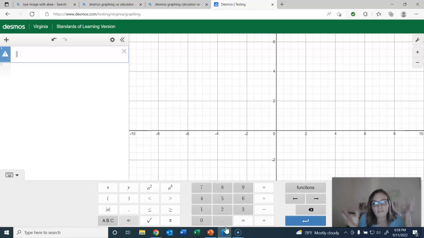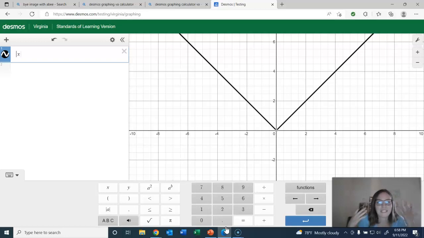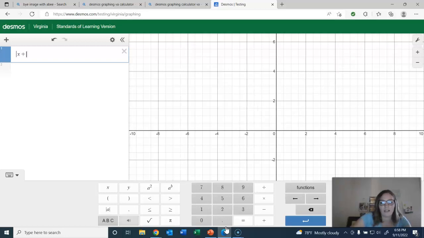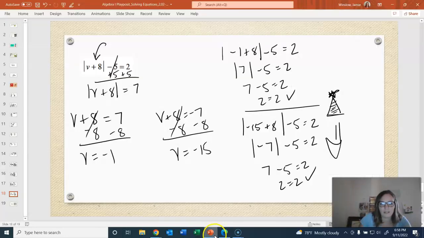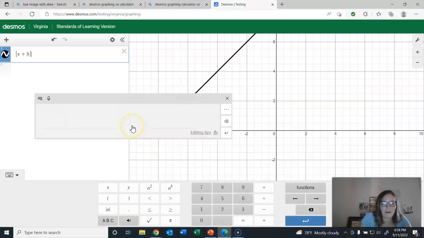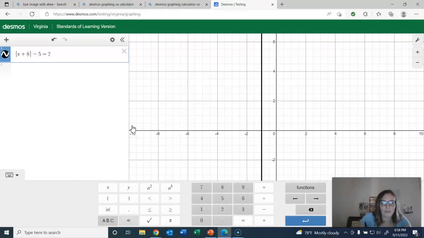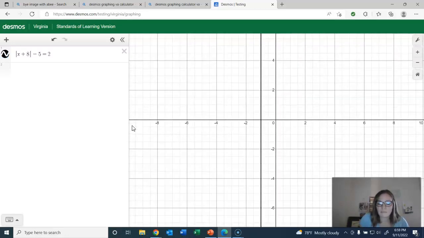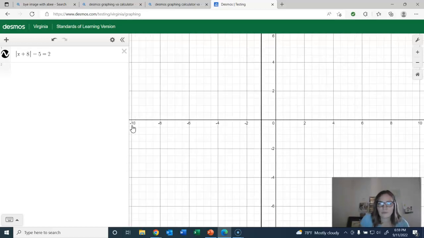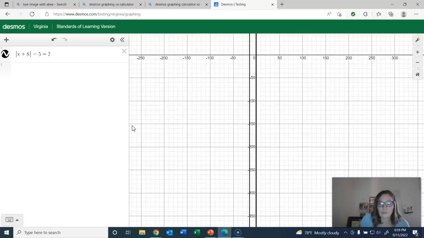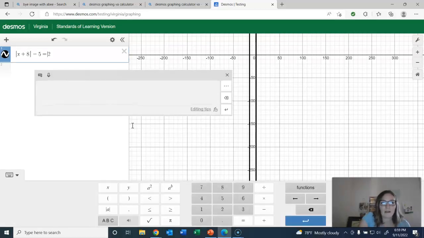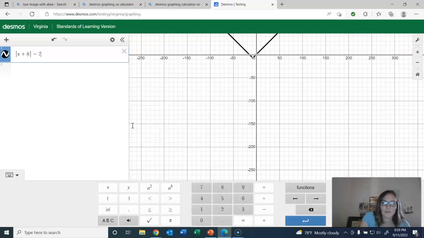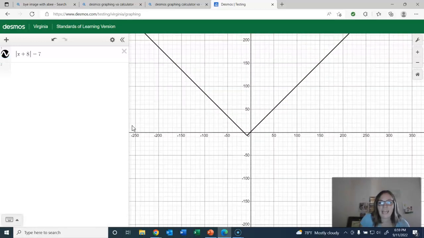Actually, we have to use x. All the variables in Desmos when you're graphing is x. But it's the same thing. V and x are just letters, right? Look, I already forgot. Was it plus 8? Hold on. Yes, minus 5. Let's close the bar. Equals 2. I wonder if this will let me. Well, hold on. I wonder if this will be better. I'm going to put 2 on the other side. Yeah, there we go.